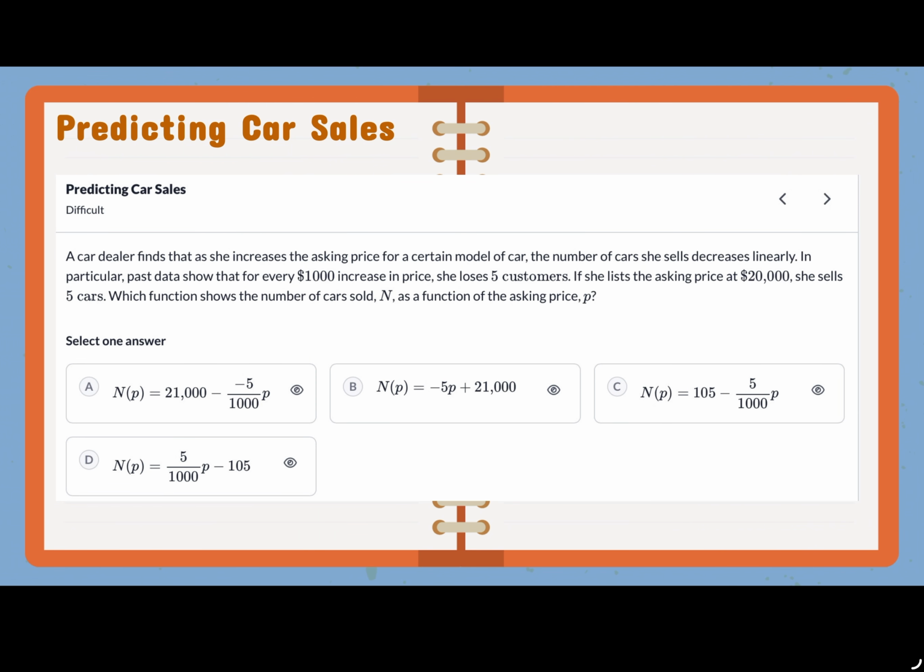Okay, predicting car sales. A car dealer finds that as she increases the asking price for a certain model of car, the number of cars she sells decreases linearly, meaning for every $1,000 increase in price, she loses 5 customers. So if she lists the asking price at $20,000, she sells 5 cars.